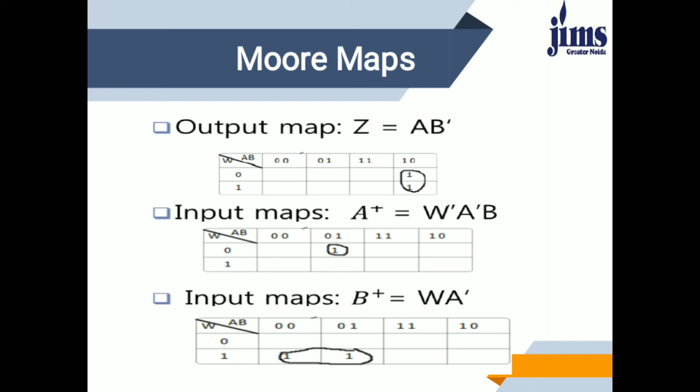In a similar way, if we want to make a map for the next state, then according to the previous state and input we can define the map. In a similar way, the next state of B plus will be mapped using these kinds of maps.